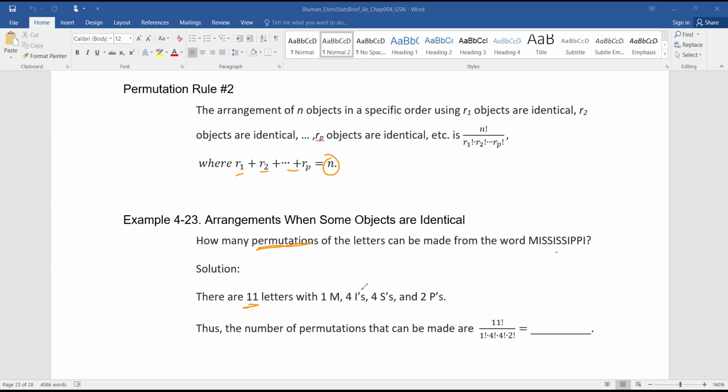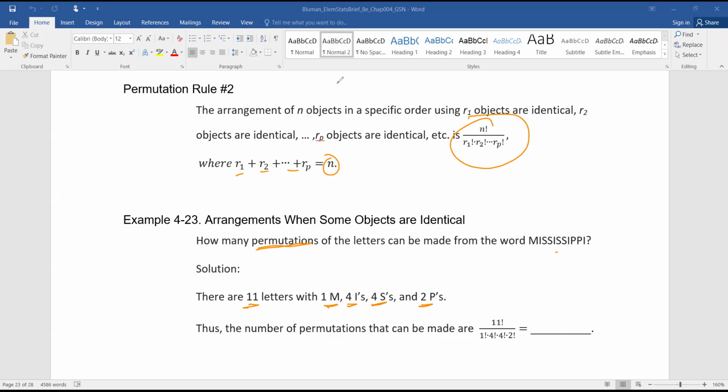and then I need to know the frequency. So I see I have one M, 4 I's, 4 S's, and 2 P's. So thus the number of permutations can be made as such. So using this formula, I have 11 factorial divided by 1 factorial for my M times 4 factorial for my I's times 4 factorial for my S's times 2 factorial for my P's.